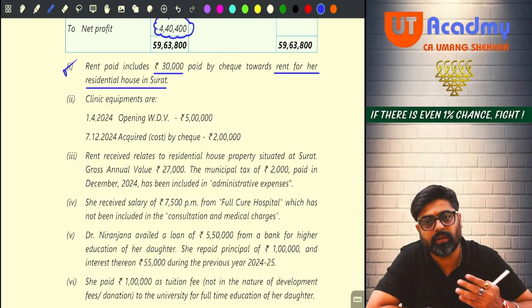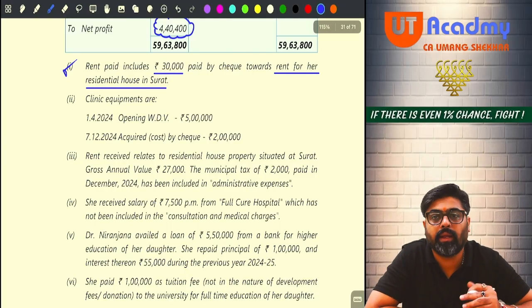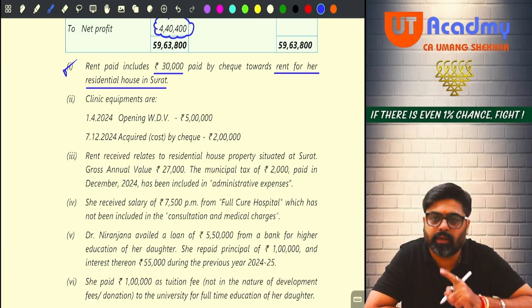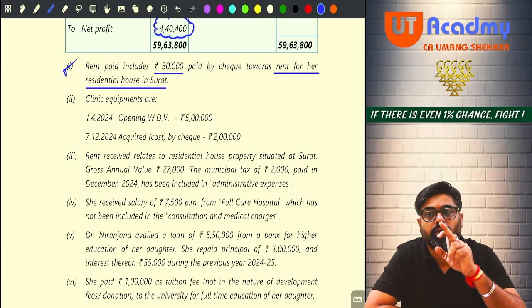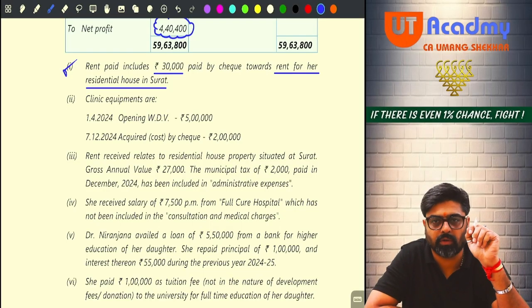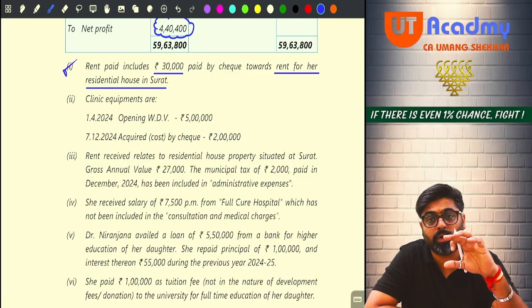Now you don't have to see this information again. Now clinic equipments. For a doctor, clinic equipments are plant and machinery. So this is our plant and machinery. Opening WDV is given. If nothing is mentioned, the rate of depreciation is 15% only, the general rate. This year some plant and machinery is purchased and there is no plant and machinery sold. It is not given here. But wait. In the question, they can put you in some confusion.